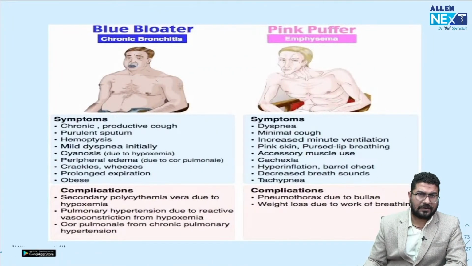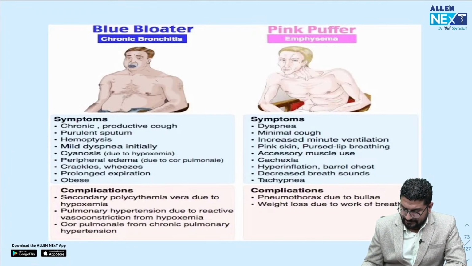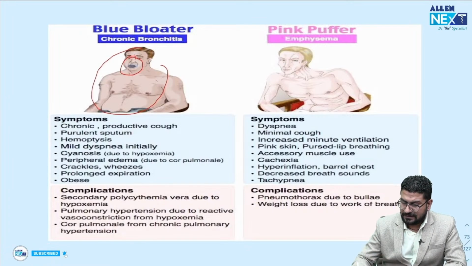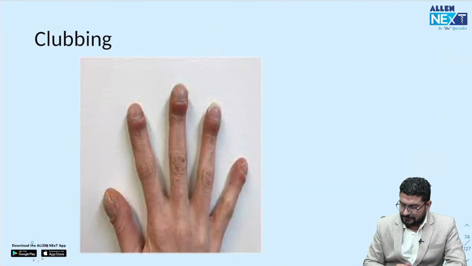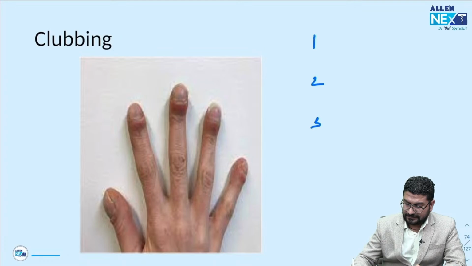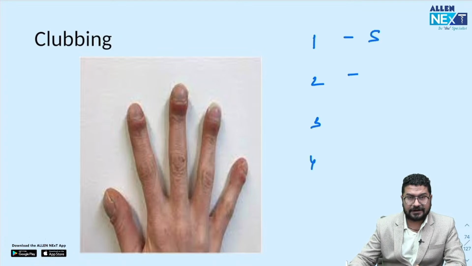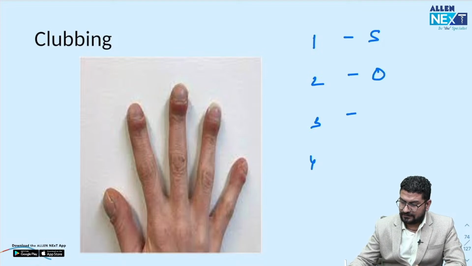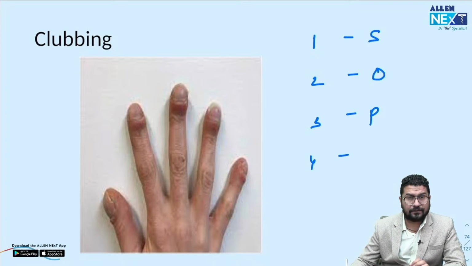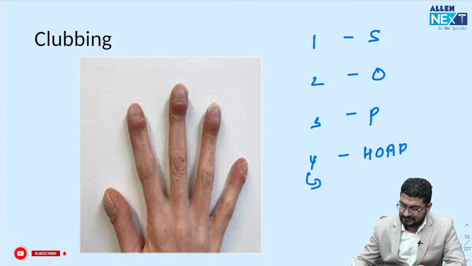Then these are the differences between blue bloaters and pink puffers. Just remember, this is more of an edematous patient. So you can see perioral cyanosis, and here you will see pink puffers. There will be wasting of muscle, cachexia is seen. This is clubbing, so you have to remember the grades of clubbing because they ask practical questions. So remember grade 1, grade 2, grade 3, grade 4. In grade 1 you will see softening, in grade 2 obliteration of the angle, in grade 3 you can see parrot beak or drumstick appearance, and grade 4 is called hypertrophic osteoarthropathy. This grade 4 is something that we see in a patient of squamous cell lung cancer.